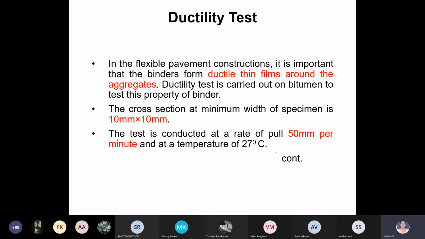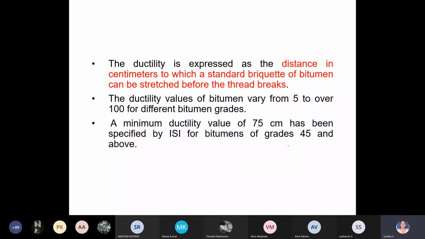So it's important that the binder should form ductile thin films around the aggregate. The cross section, the minimum width of the specimen, is 10 mm by 10 mm. It should be pulled at the rate of 50 mm per minute. The temperature is to be maintained at 27 degrees Celsius. It is expressed as the distance in centimeters to which a standard briquette of material can be stretched before the thread breaks. That is measured as ductility.